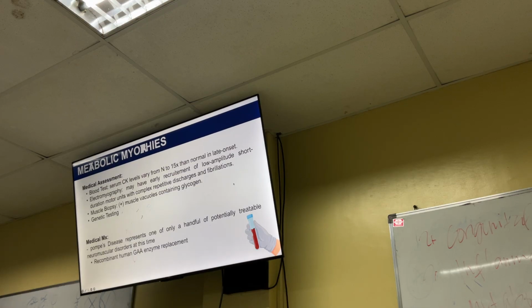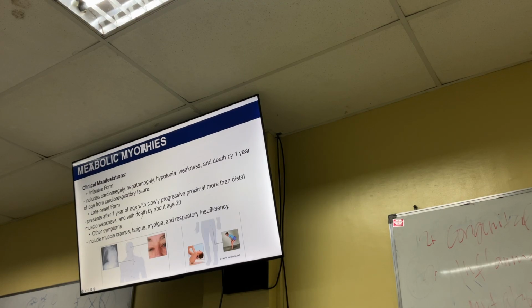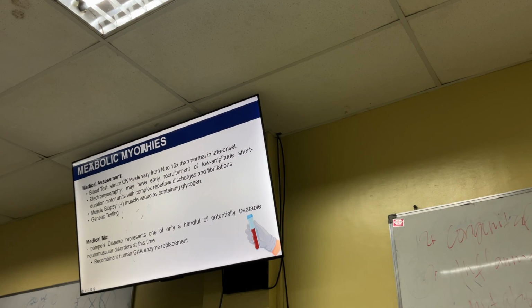Medical assessment: CK levels vary from normal to 15 times normal in late onset. Usually there are positive muscle vacuoles containing glycogen, since this is associated with metabolic myopathies. Genetic testing is needed, since it is associated with autosomal recessive inheritance. Acid maltase deficiency is an autosomal recessive disorder, so you might check for genetic testing.